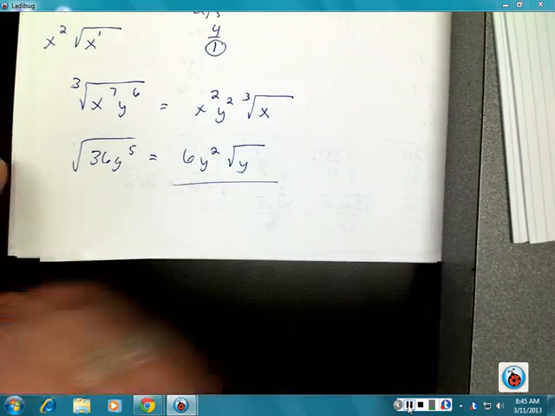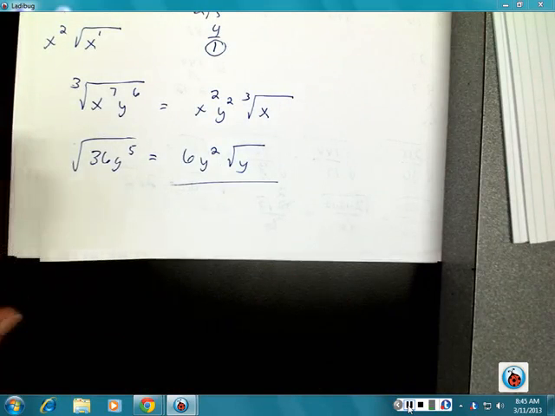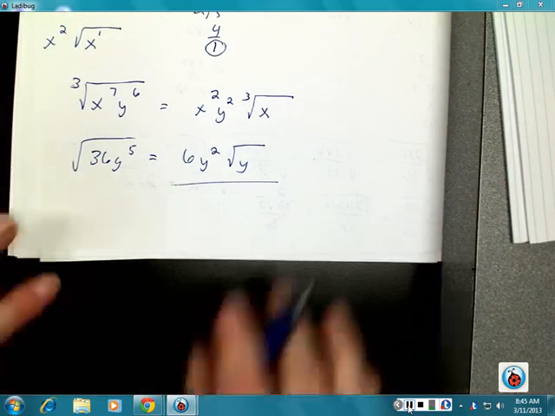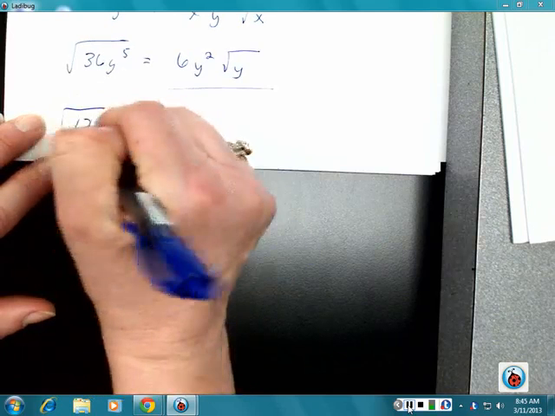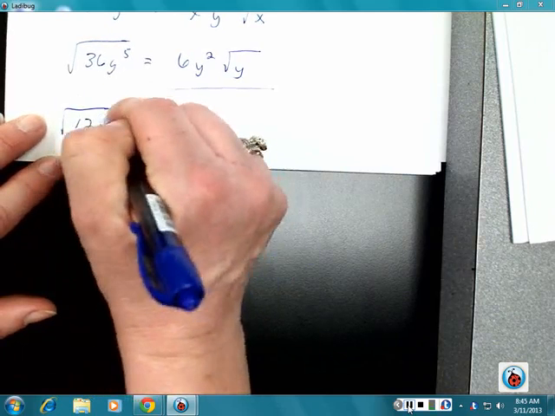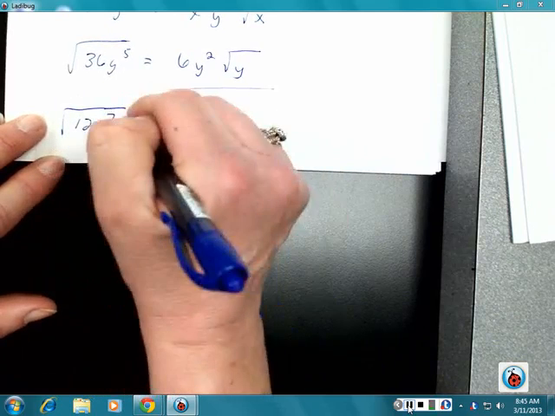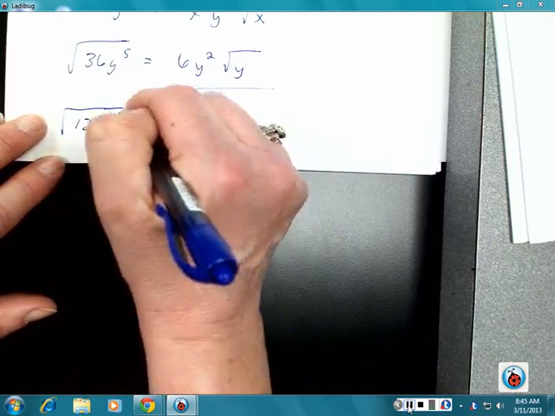So you kind of got to pull some things out and maneuver some stuff around and get your pieces to come together with those. Okay, how about this one? Square root of 12, x to the 7th, y to the 8th. What would I get?